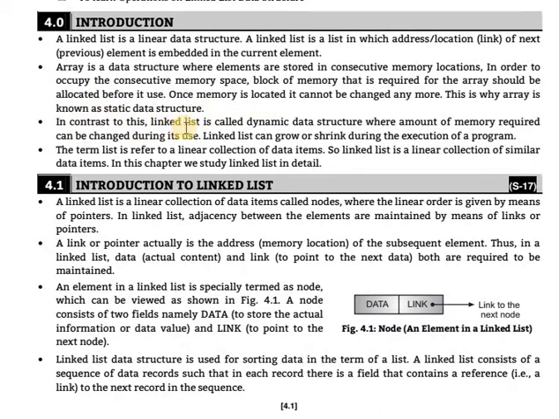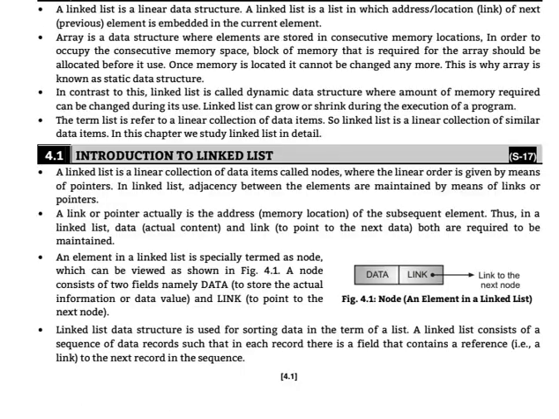In contrast to this, a linked list is called a dynamic data structure, where the amount of memory required can be changed during its use. A linked list can grow or shrink during the execution of the program. It is in contrast to the array. An array is a static data structure, while a linked list is dynamic, meaning the memory allocation changes as you use it. The term list refers to a linear collection of data items. So a linked list is a linear collection of similar data items. In this chapter, let's study linked lists in detail.